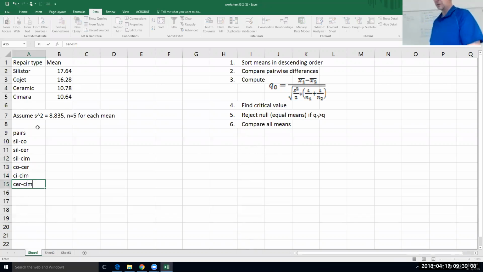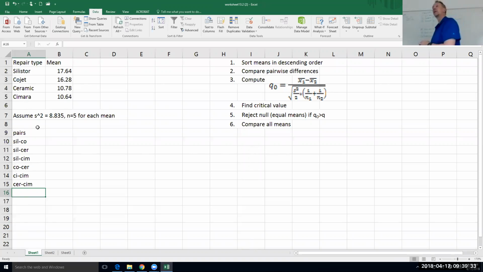Okay? So you'll probably want to do that right first so that you know. So I've got four means. That means I'm going to have to do this 6 times. Okay? We're comparing them all in descending order. Does that make sense? So that's why sorting it makes your life a whole lot easier. So you can kind of get this in a nice pattern going on. Does that make sense?